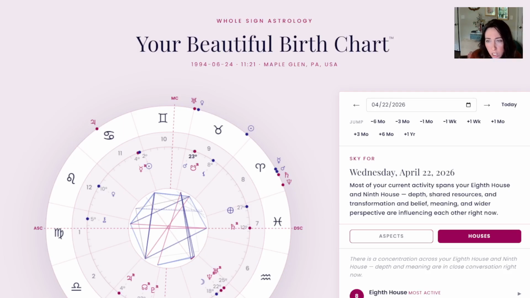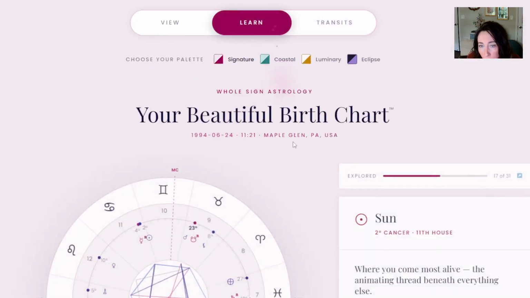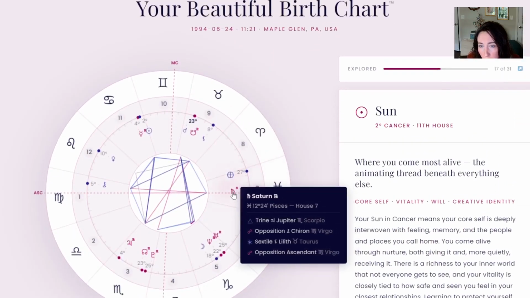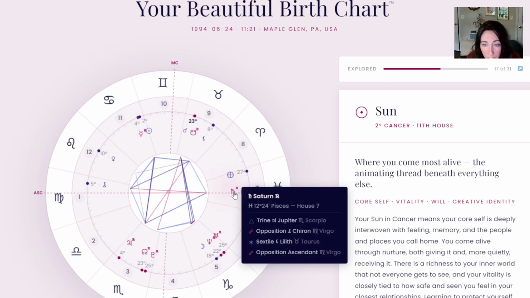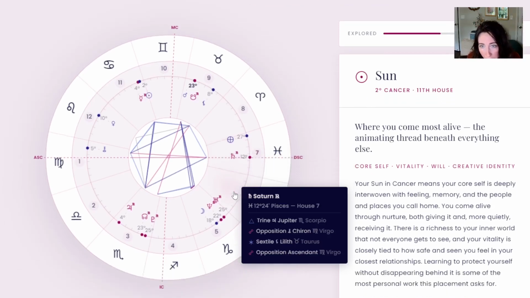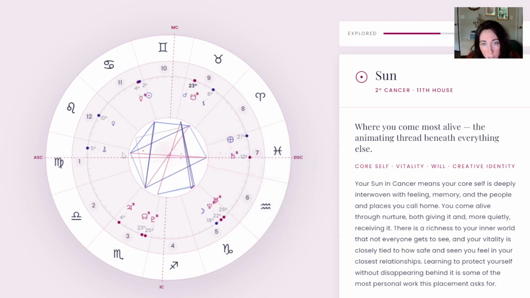If you have questions, I'm happy to do a follow-up to explain how else you might need understanding to read your chart. But the learn mode really does a lot, because you can hover and see, okay, this little symbol is Saturn. And then it also highlights for you what that is aspecting. So we have a trine to Jupiter right here. We also have an opposition to Chiron, sextile Lilith. Where are you, Lilith? There she is, sextile, and opposition to her ascendant sign as well.